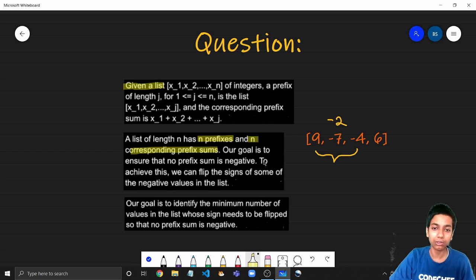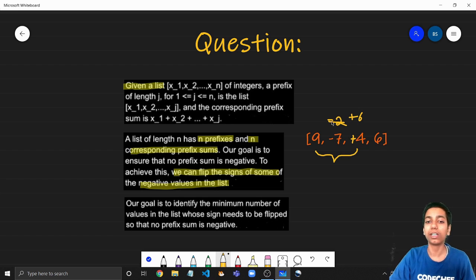So to achieve this, we can flip the signs of some of the negative values in the list. Like here, if I convert minus 7 to positive 7, or I can convert minus 4 to positive 4. So here if I make this plus 4, now the sum becomes 9 minus 7 is 2, plus 4, that is 6. So now the sum becomes plus 6. Fine. And now we are ending up with a positive prefix sum. Now our goal is to identify the minimum number of values in the list whose sign needs to be flipped, such that no prefix sum is negative.